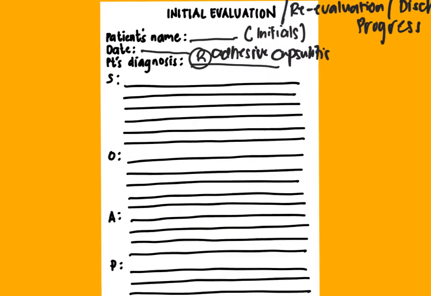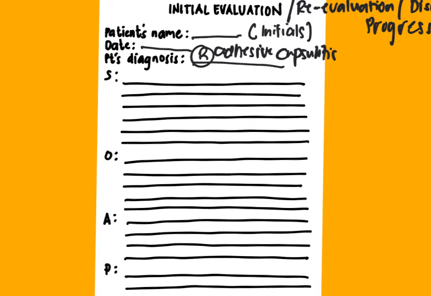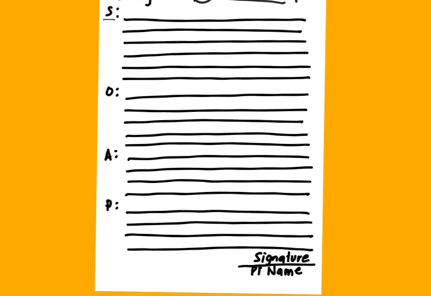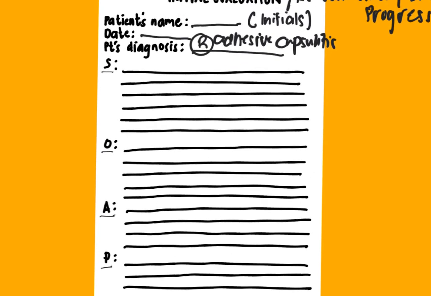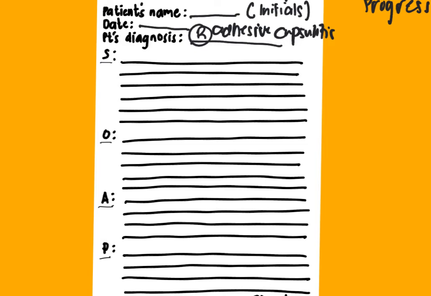Okay, and then if you look closely, the template is actually divided into 4 headings. The S stands for subjective, the O for objective, the A for assessment, and the P for plan. Notice that all major headings are aligned: the S, the O, the A, the P. They are aligned. So you have to take note of that.